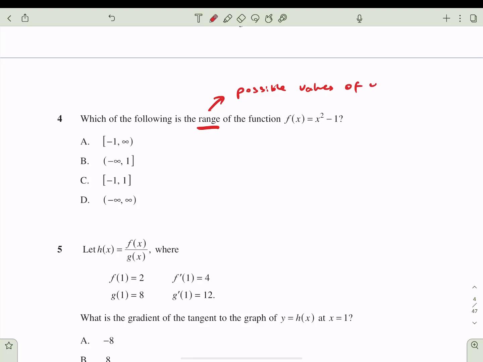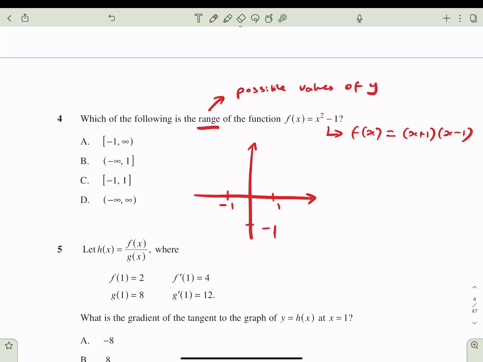Okay? So here we have the parabola f(x) equals x squared minus 1. That's the same thing as me saying f(x) equals (x plus 1) times (x minus 1). And if I want to sketch this graph, I have x-intercepts of -1 and 1, and I have a y-intercept of -1 as well. Because my coefficient of x squared is positive, that means it's a concave up parabola. So pretty much it just looks like this.